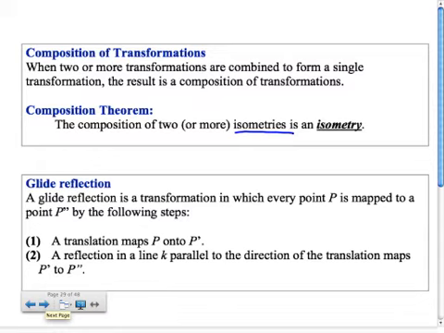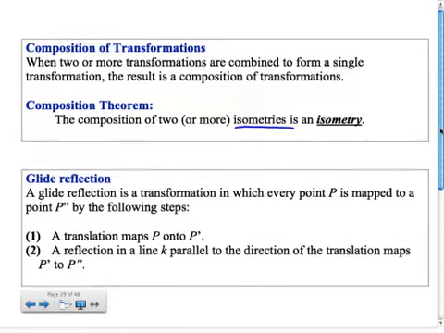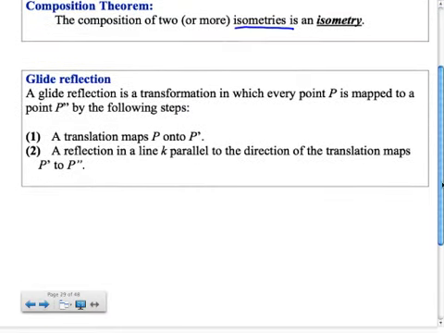So one specific type of composition we're going to look at is something called a glide reflection. A glide reflection is a transformation in which every point P is mapped to a point P double prime by very simply translating first, then reflecting. So a glide reflection means translate, then reflect.